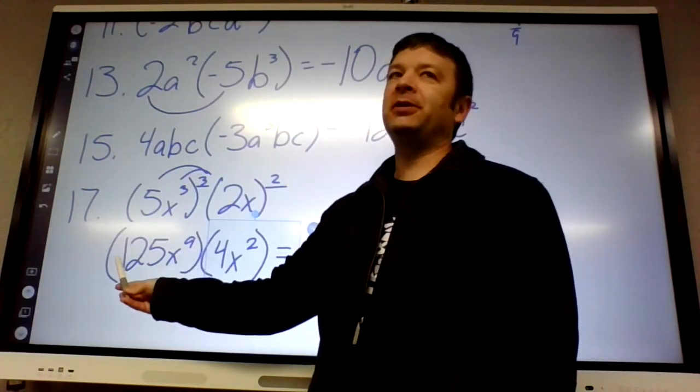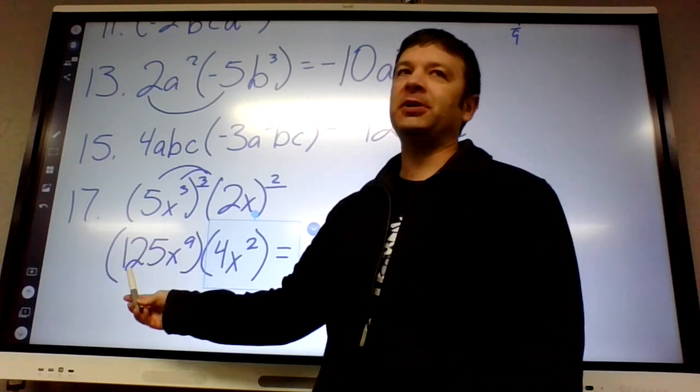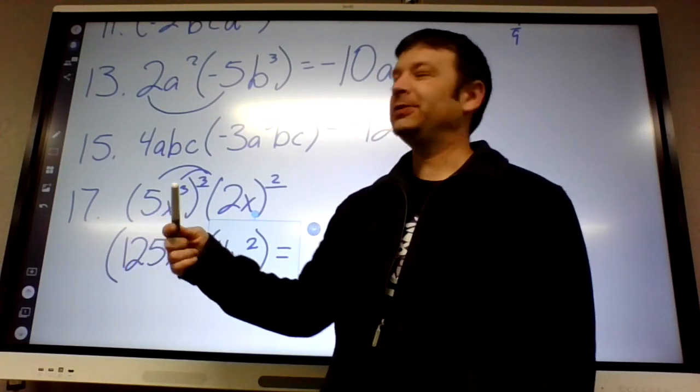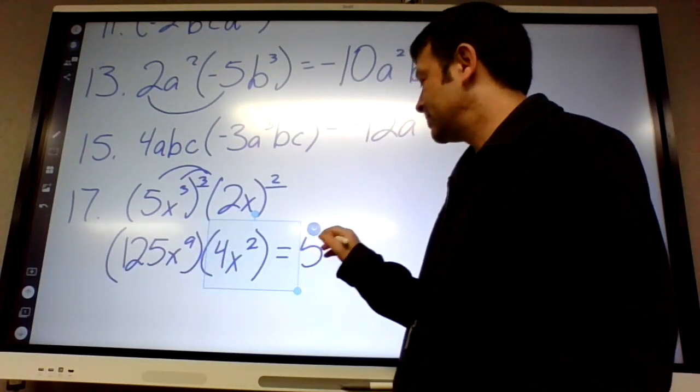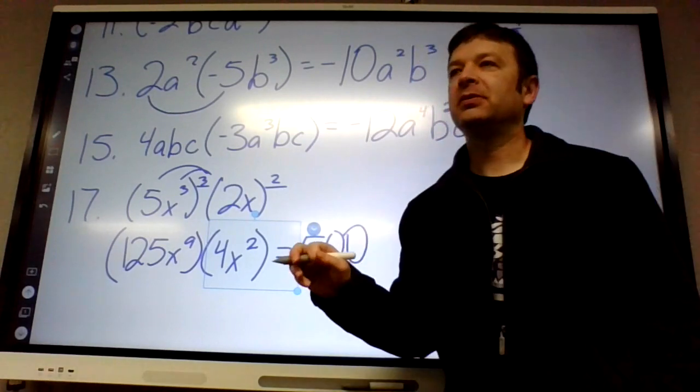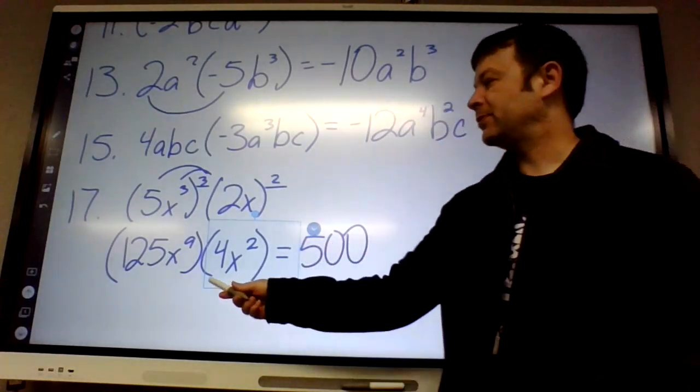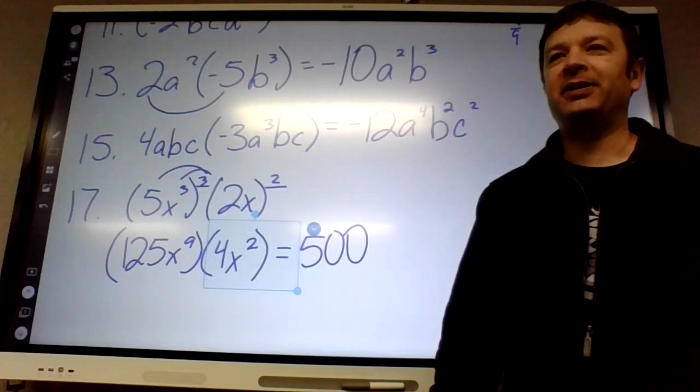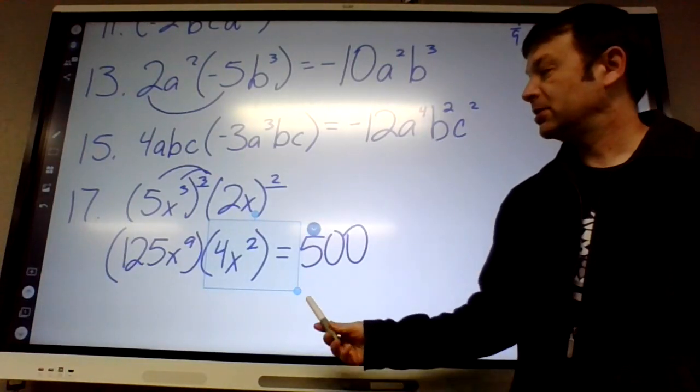Four times 100 is 400. Four times 25 is another 100. So that makes 500. Just telling you how to do it in your head without a calculator. An x to the 11.